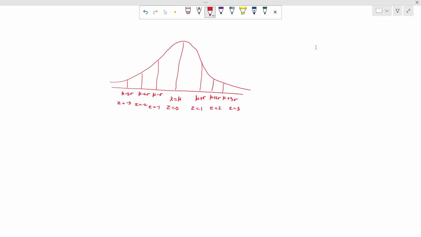So we have already discussed the area under the normal curve is 1. So total area under the normal curve is 1, which is distributed equally on both sides. So 50% on this side and 50% on this side. So we can directly say 0.5 on this side and 0.5 on that side.